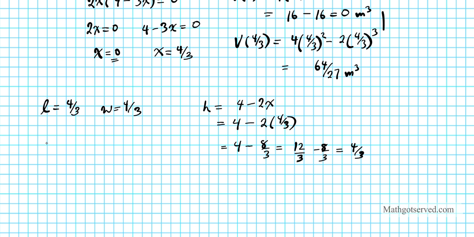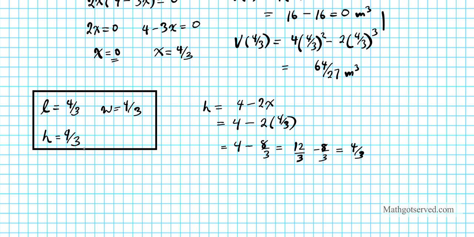Okay? So the length is 4/3, the width is 4/3, and guess what? The height is 4/3. Okay? So there goes your answer. So take a look at this answer for a minute. What does that tell you? What kind of shape is this? It tells you that you're actually creating a cube. All right? So the cube is actually the shape that creates the biggest volume, that optimizes the volume. Okay? So there you have it.